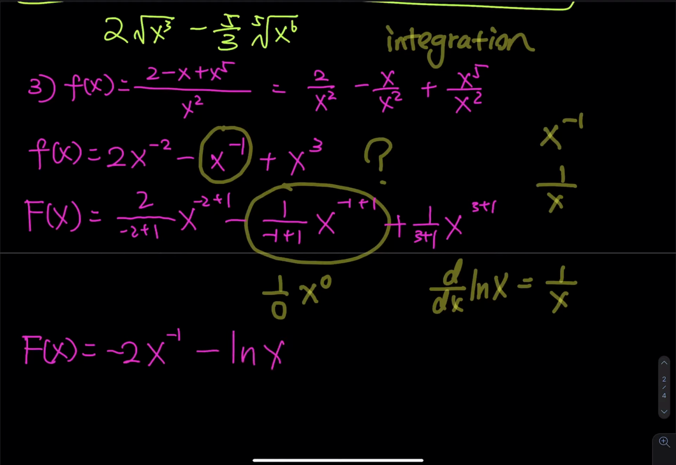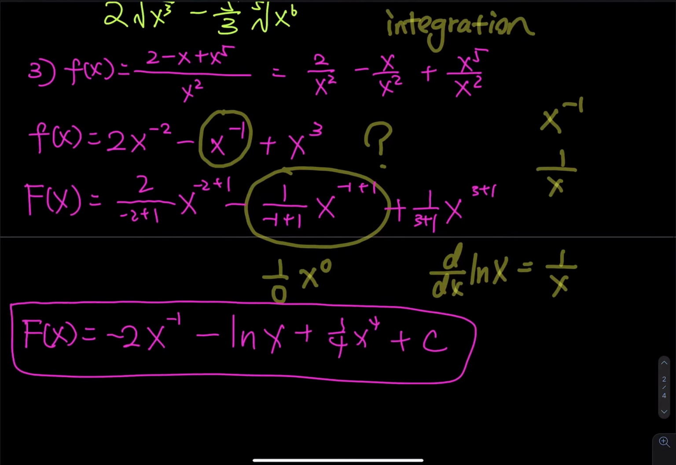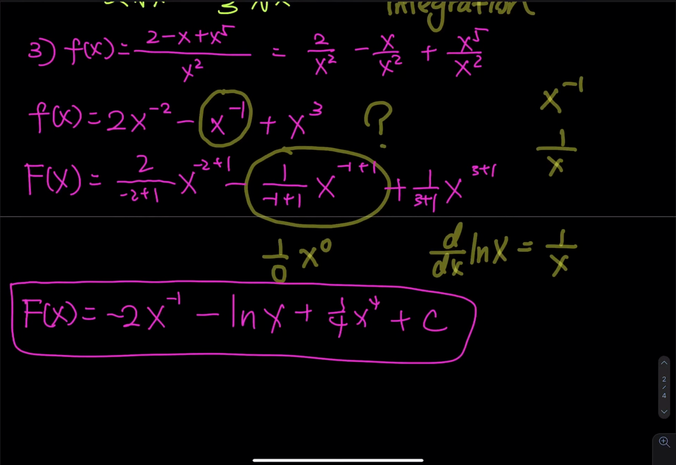All right? And then plus 1 over 4 x to the 4th plus c. This is the correct answer. If using negative exponent is not allowed, then you have to put that as negative 2 divided by x minus ln x plus 1 over 4 x to the 4 plus c, if using negative exponent is not allowed.